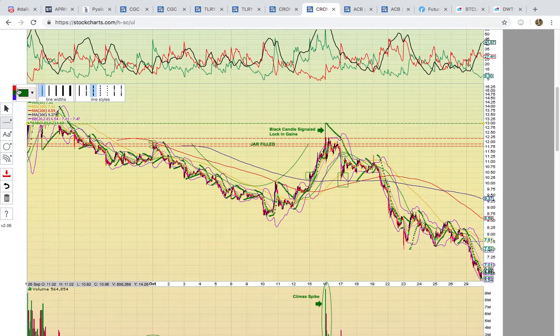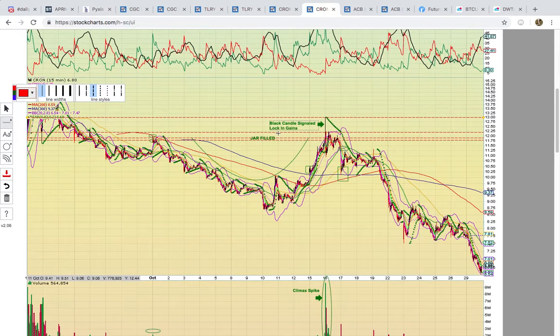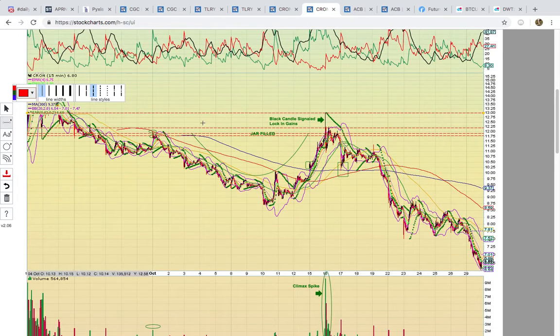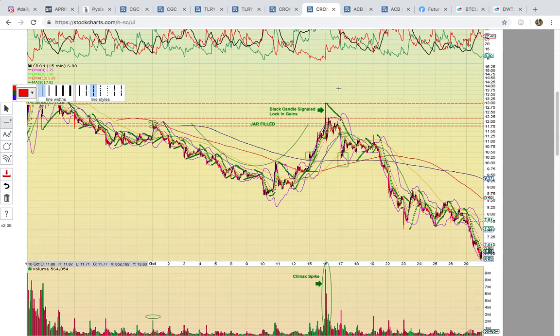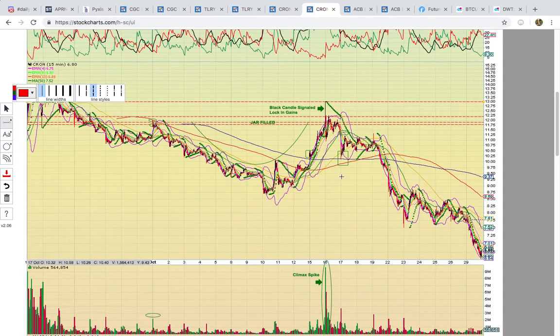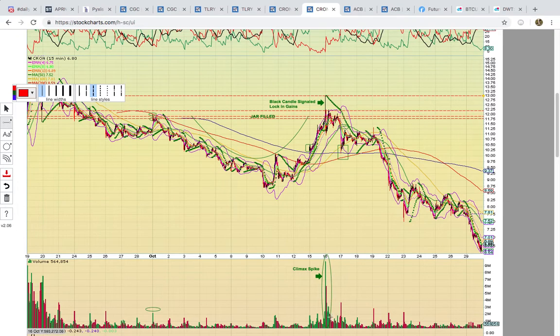The jar fill is a climax event. And so what happens is the top of the jar becomes what we call a lid, and it has to break above that level. If it's bumping up against that level, it's stuck in the jar and it's going to pull back down. And unfortunately that's what happened here. The jar filled. It had the black candle. Notice it had the climax spike. See the big volume spike, the big push up, and then you have the giant volume spike with the black candle forming above the upper Bollinger Band during an uptrend after a gap up open.